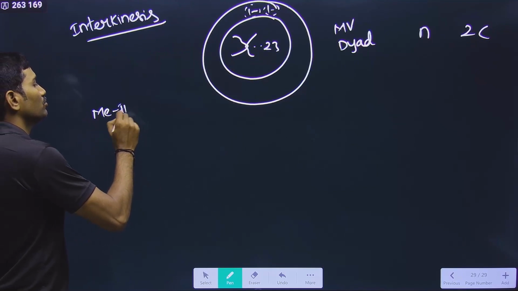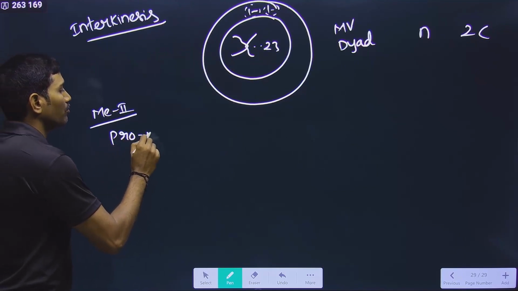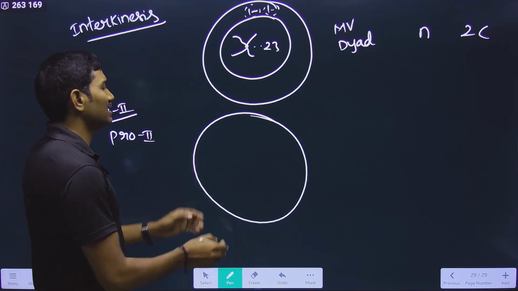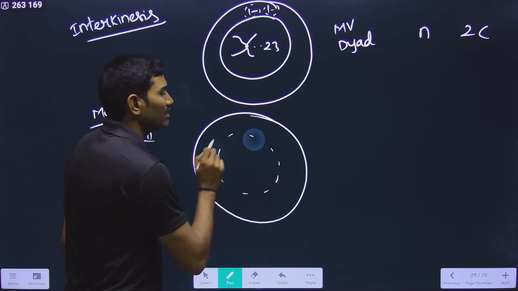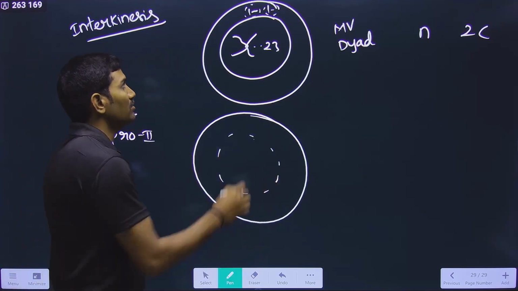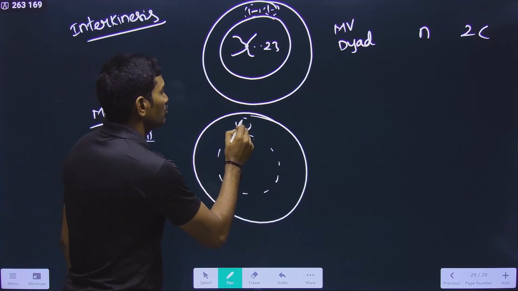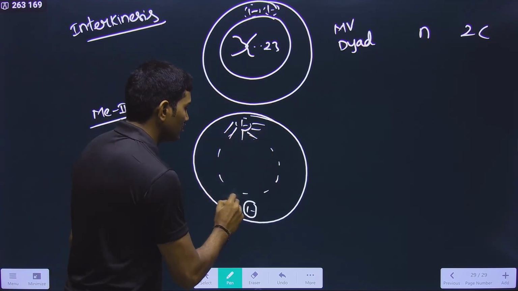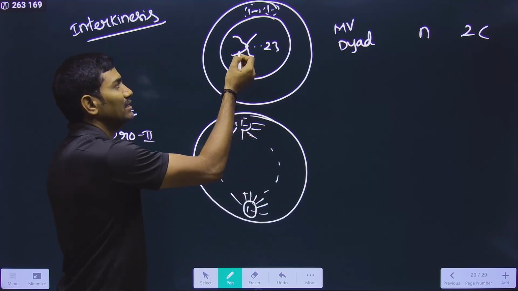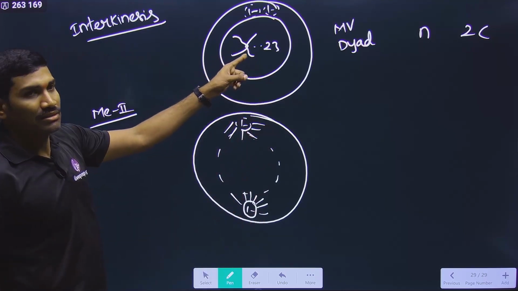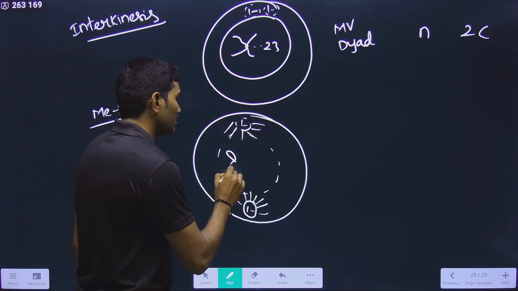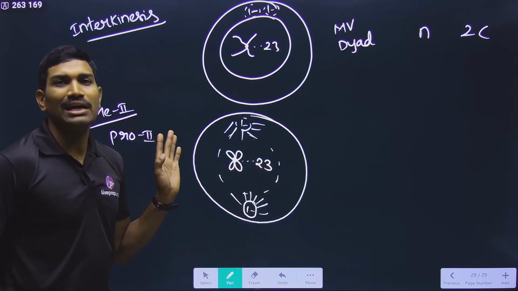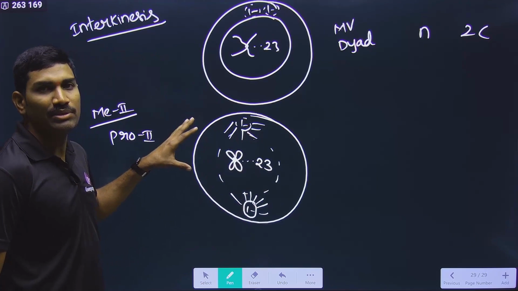In meiosis 2, first we are going with prophase 2. In prophase 2, what happens? It is like mitosis, so you can easily understand. The nuclear membrane will undergo breakdown. Yes or no? And here the centrosome will move to opposite sides, and the spindle fibers will start arising from it. Here the chromatin was decondensed, but now again it is undergoing condensation. How many are present? 23 only. This is how the diagram looks.